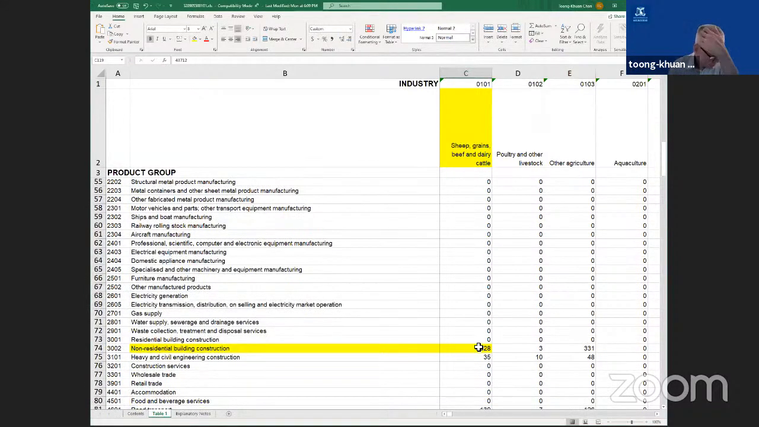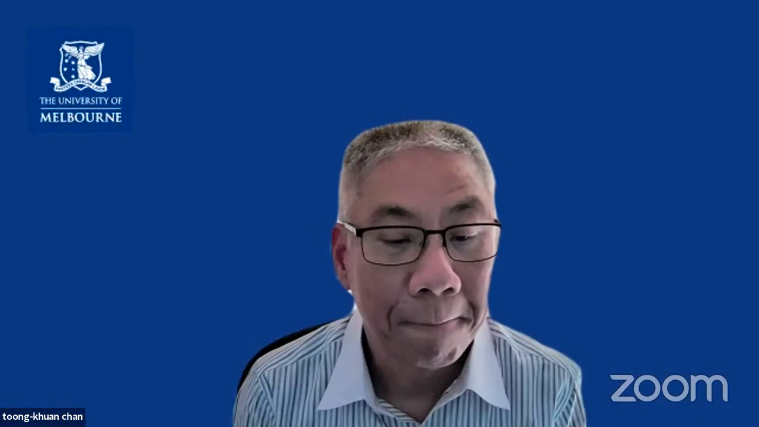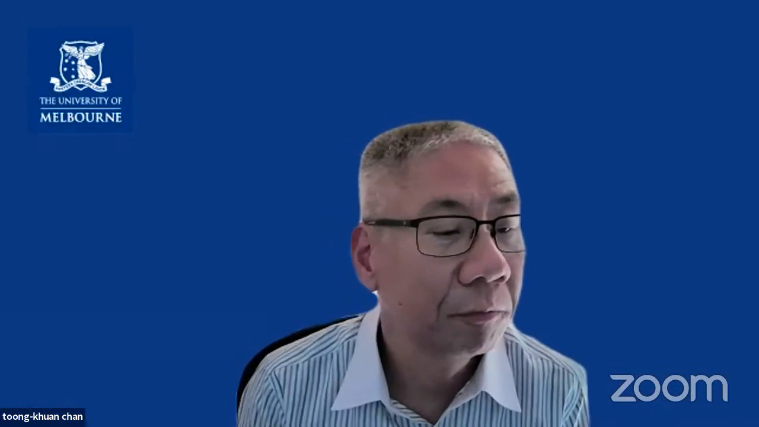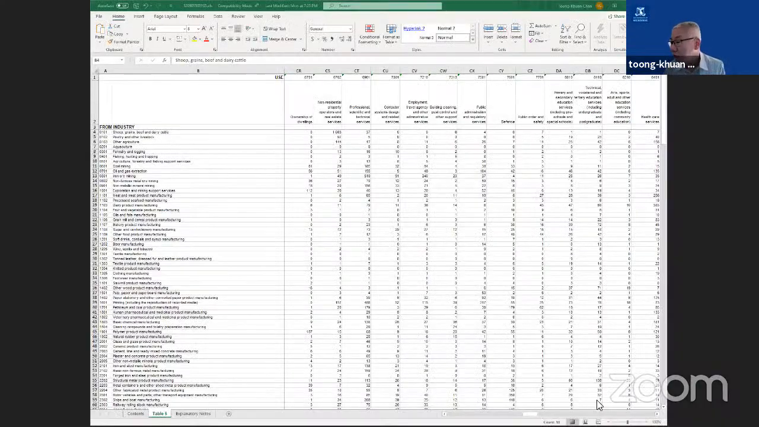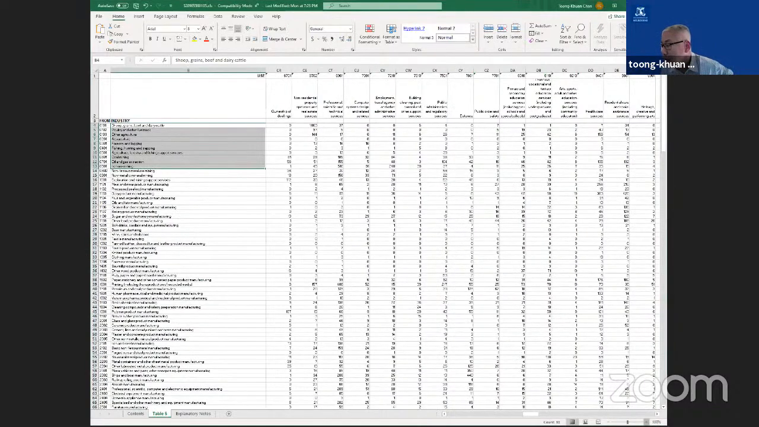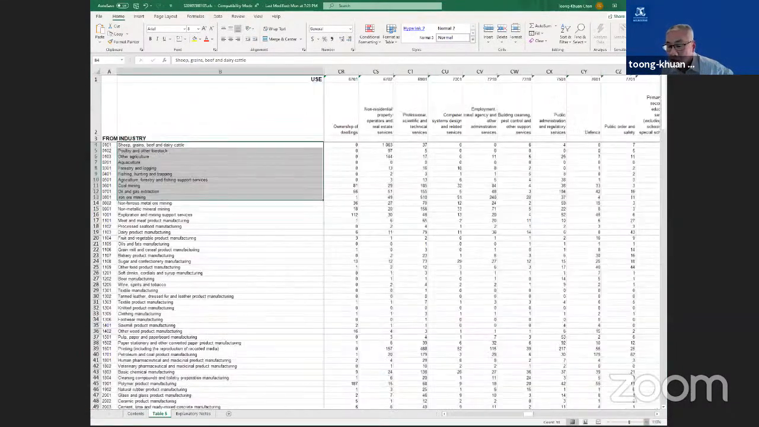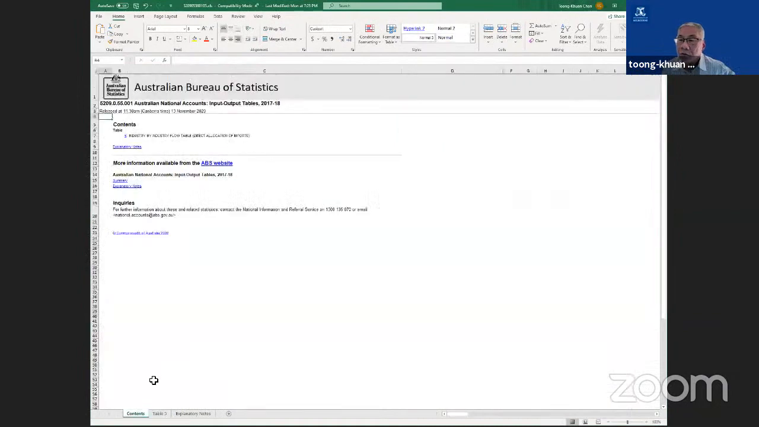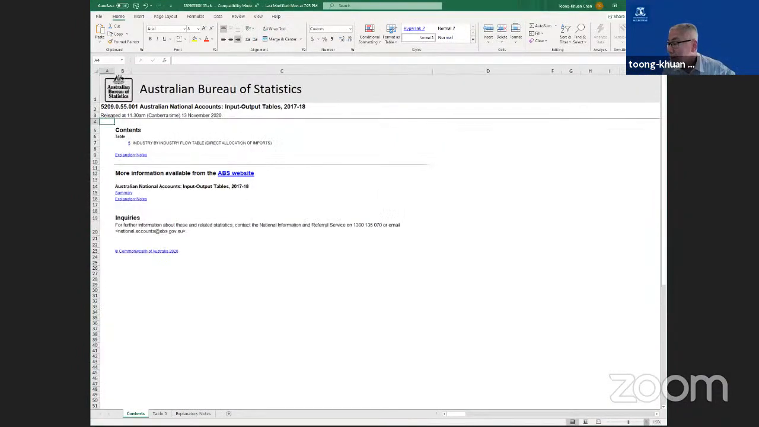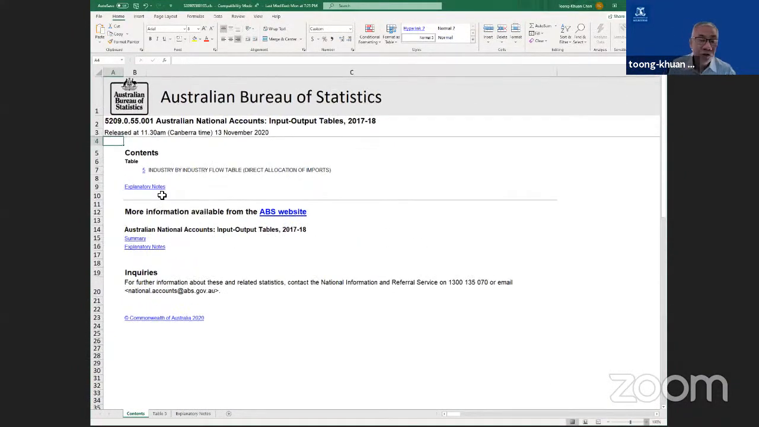So that's basically table 1. It shows you what each industry produces. Now, if I were to then show you table 5. Okay, so this is now table 5. I'm going to zoom in. Okay, so table 5 is now industry by industry.